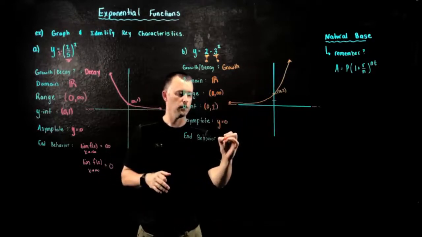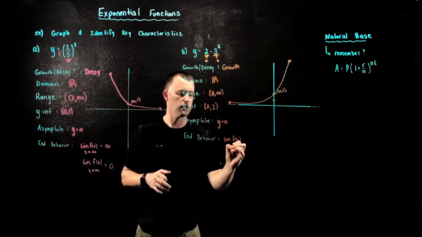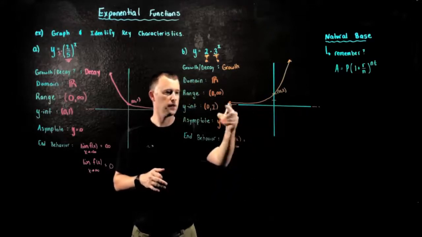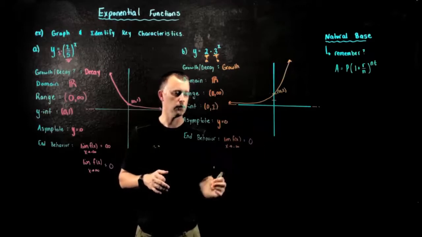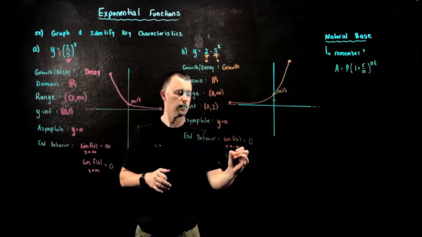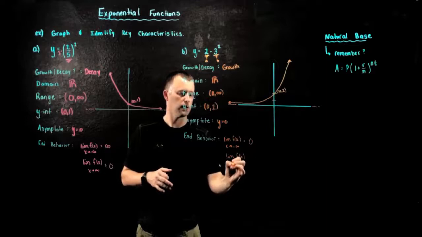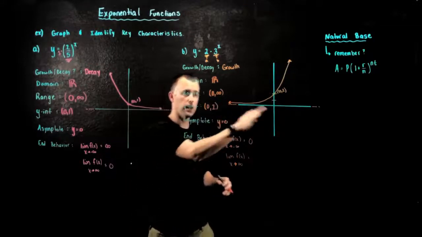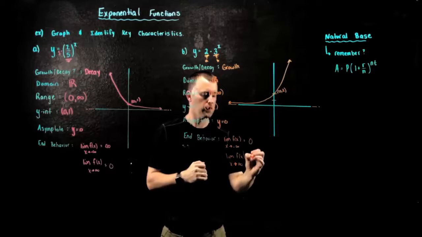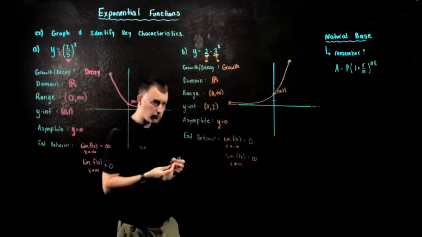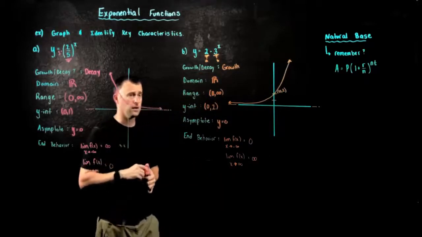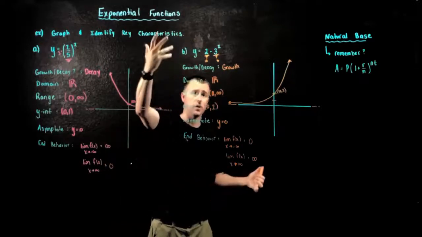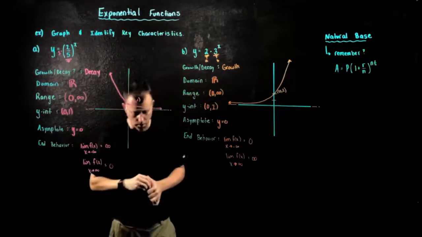And your end behavior, again, we're going to do our limits. So the limit of f of x as x approaches negative infinity. As I go to the left, it's approaching 0. So that's going to equal 0. And the limit of f of x as x approaches positive infinity, as I go to the right, it's going up. So that's going to be infinity. So that's an example where we have a growth and we have a different y-intercept. And again, those numbers can change all the time.